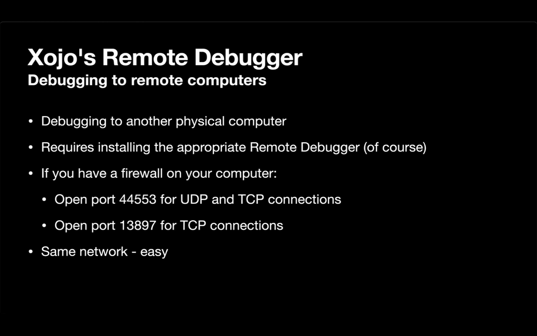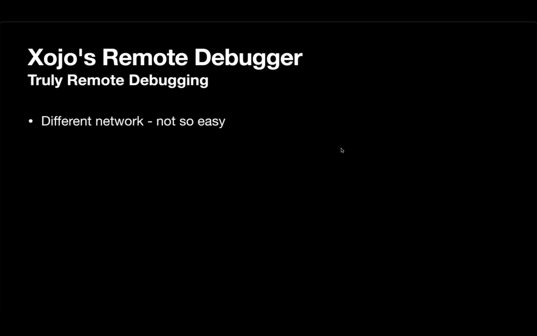Now, if the remote user is on the same network as you are, it's really easy because you just type in the IP address and it's just going to work. It's really, really simple. It's almost as simple as using a virtual machine. However, if it's on a different network, let's say they're in a different office from you, then it's a little more challenging, but not too bad.